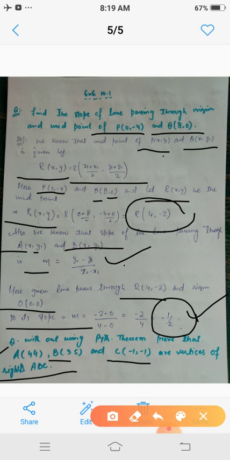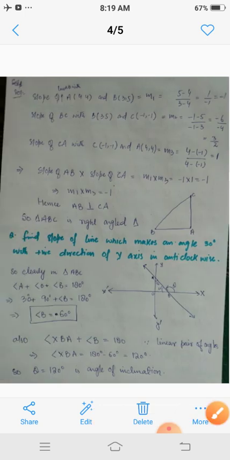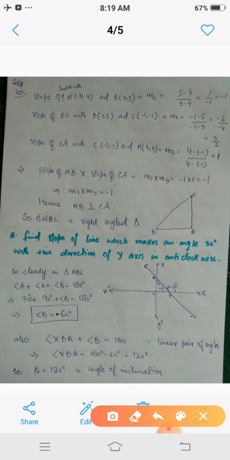Here we cannot use the Pythagoras theorem because it is given that we have to prove that A, B and C are the vertices of a right angled triangle without using this theorem. So we will use the slope concept and show that the angle between any two lines, that is sides, in this triangle is 90, hence the given triangle is a right angled triangle.